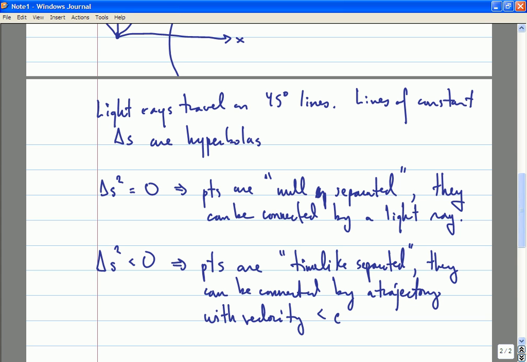So in particular, if delta x is equal to 0, then delta s squared is minus delta t squared, which is negative. In that case, the trajectory which would connect those two points is the trajectory that's not moving with any velocity whatsoever. Whereas if delta x squared is non-zero, but still smaller than delta t squared, you can connect these two events by a trajectory that describes some person or some spaceship or something like that moving at a velocity less than the speed of light.